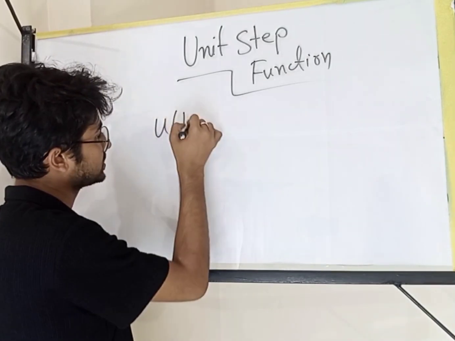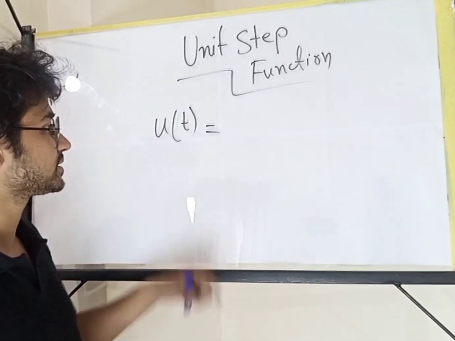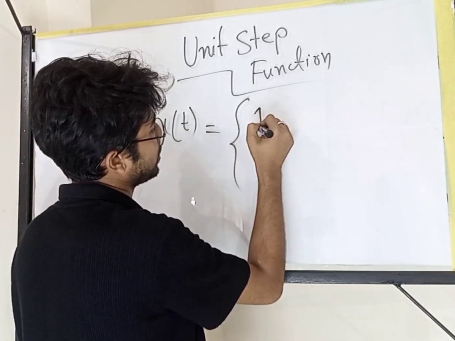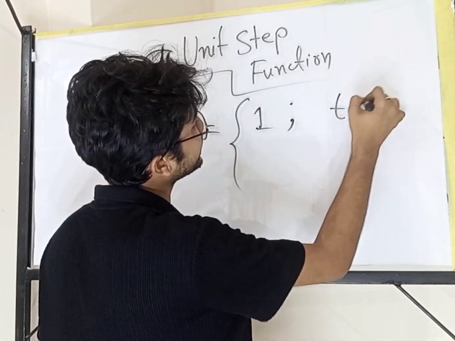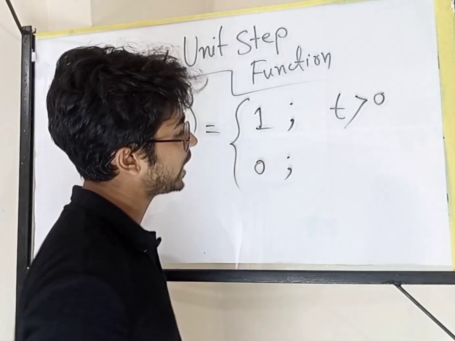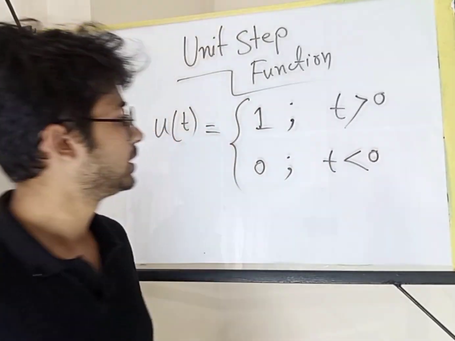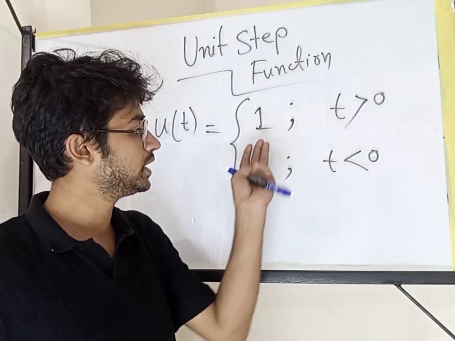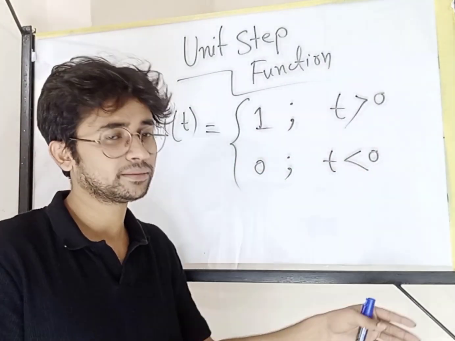That is why it's a function of time, and we can write it as a piecewise function, where the output value is 1 when the time is greater than 0, and the output is 0 when the time is less than 0. So if you put a value of t greater than 0, you will get 1, and if you put a value of t less than 0, I mean the negative numbers, you will get 0.